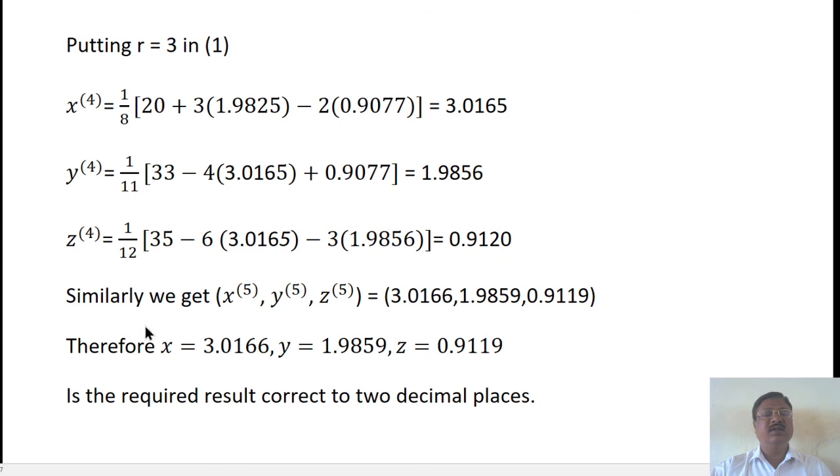which gives rise to these values. Therefore, x is equal to 3.0166, y is equal to 1.9859 and z is equal to 0.9119, and this is the required result, correct up to 2 decimal places.